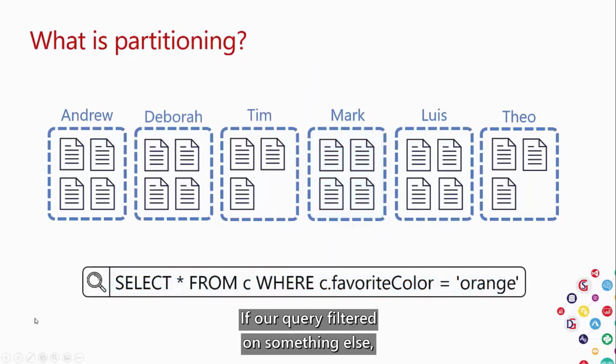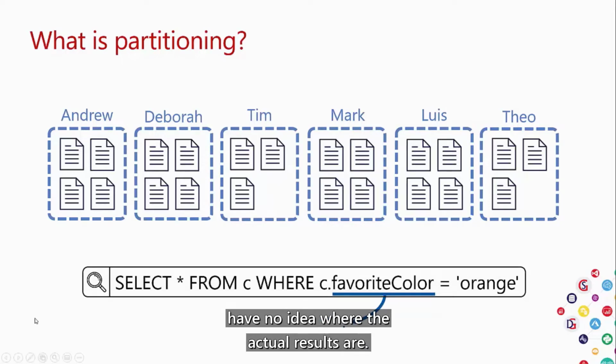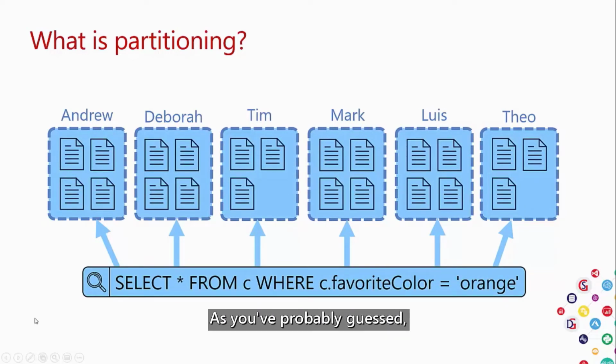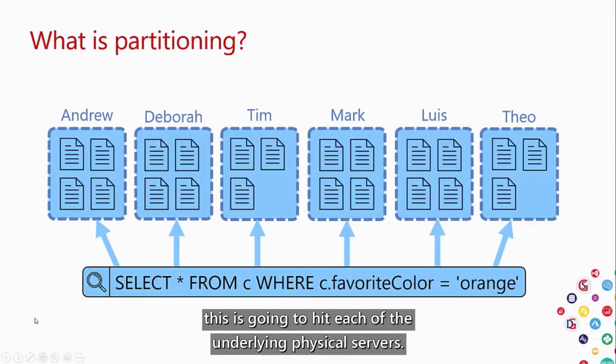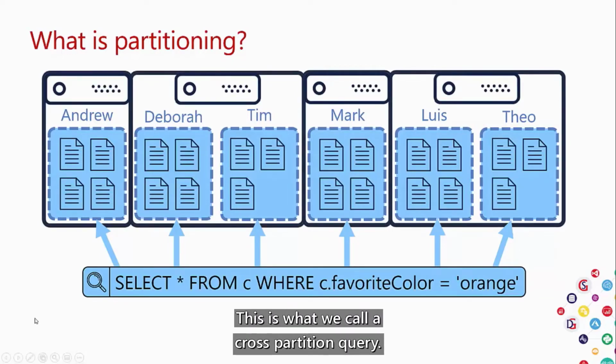If our query filtered on something else, like favorite color here, we would have no idea where the actual results are. So in this case, Cosmos DB fans out the query to each and every logical partition of your container. And as you've probably guessed, this is going to hit each of the underlying physical servers. This is what we call a cross-partition query.